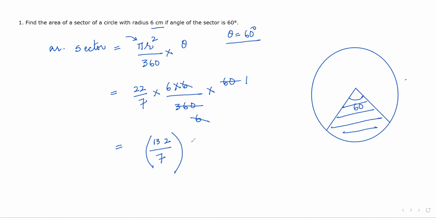What is this in centimeter? Centimeter square is the area of the sector. Am I right? Now I will do this the other way. What is the other way? See, first you write here 132/7.